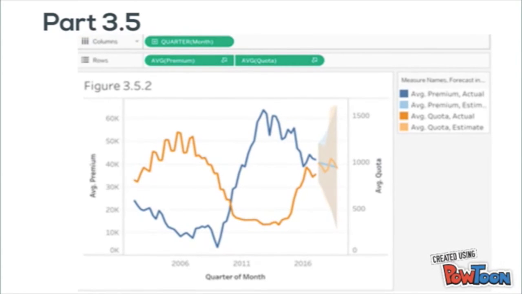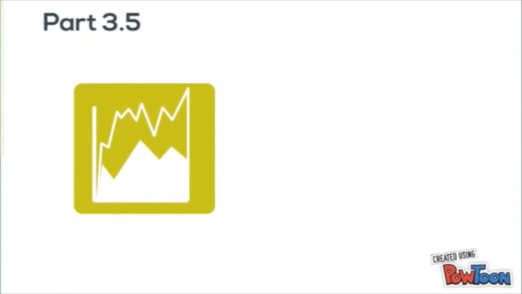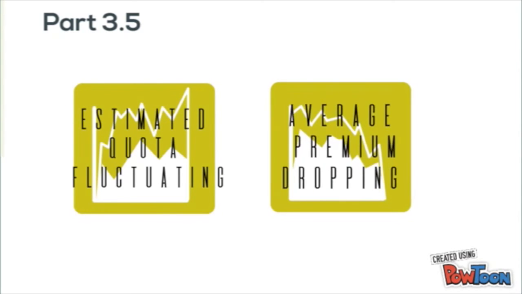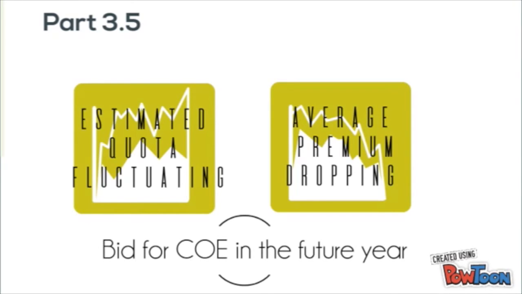As shown in figure 3.5.2, the average premium estimated has dropped from 40,587 in 2017 quarter 2 to 38,611 in 2018 quarter 4. Hence, our team concluded that even if the estimated quota is fluctuating, the average premium estimated is dropping. So it would be better to bid for a COE in a future year when it is cheaper, even though there is a lesser chance of successful bids.